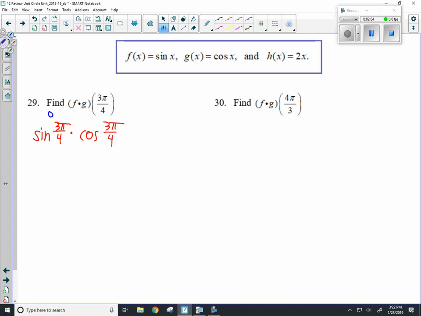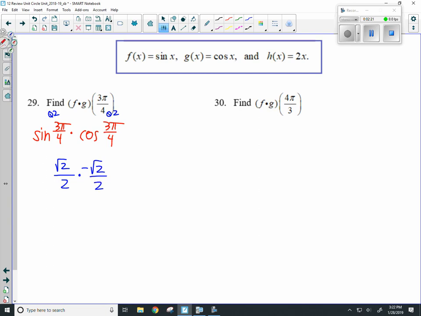This is in the second quadrant. Sine at all of the over 4's is radical 2 over 2. And sine in the second quadrant is positive. And cosine at 3 pi over 4 is going to be negative radical 2 over 2.